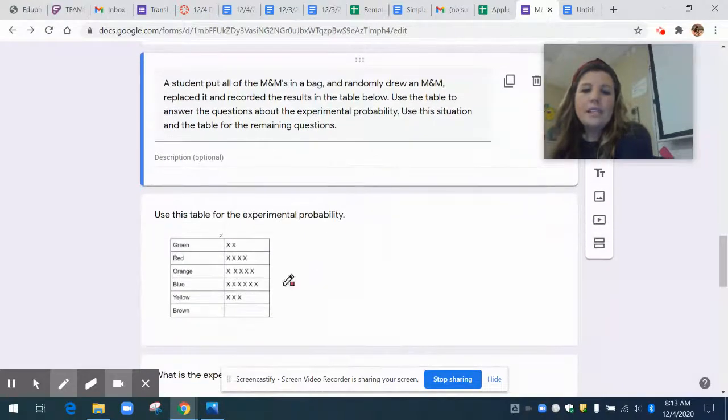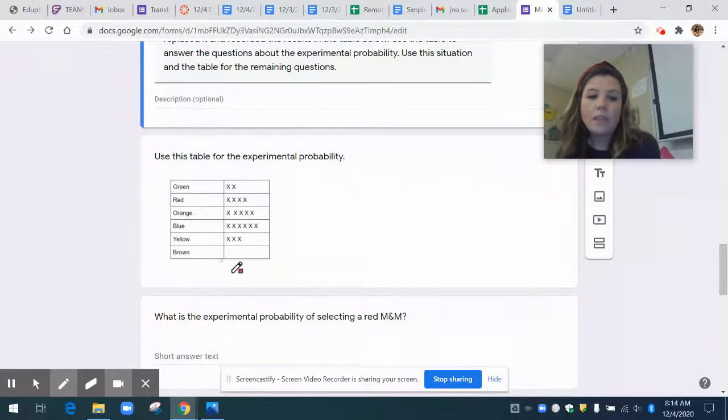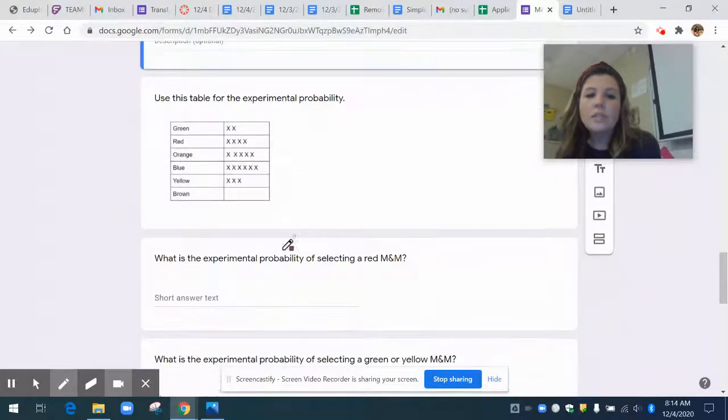Okay, down here, this is what we call experimental probability. So I put all of the M&Ms in a bag and I began drawing all of the M&Ms and recording my results. So I drew the M&Ms 20 times and all of my results are here. Okay, so it says, what is the experimental probability of selecting a red M&M?